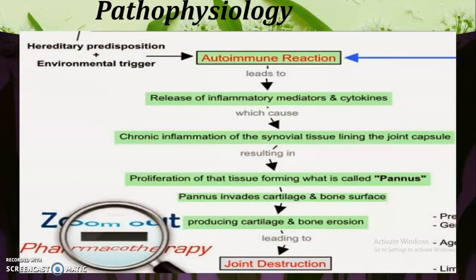And here is the pathophysiology of the disease. Basically, rheumatoid arthritis is an autoimmune disease. In this disease, the body's immune system no longer accepts certain body proteins and reacts as if they are foreign antigens, and it produces antibodies.